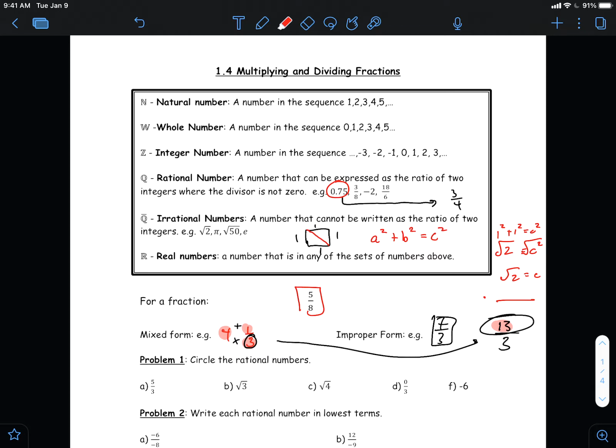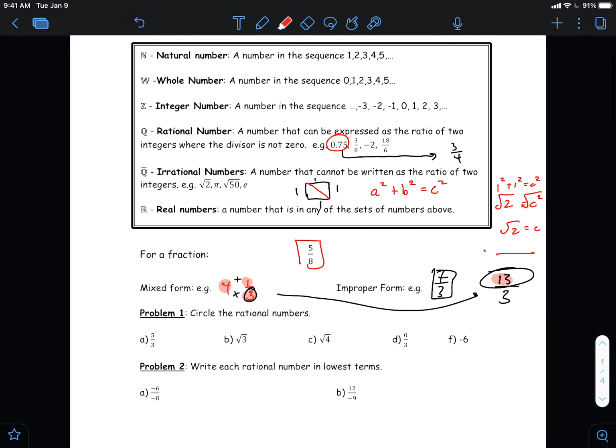Okay. So with this one, let's circle all the rational numbers, just using the definition above, right? So rational numbers: a number that can be expressed as a ratio of two integers where the divisor is not 0. Can we write, what's 5 divided by 3? If you just did 5 divided by 3, obviously it can be written as a decimal. Is the decimal a nice one? Is the question.